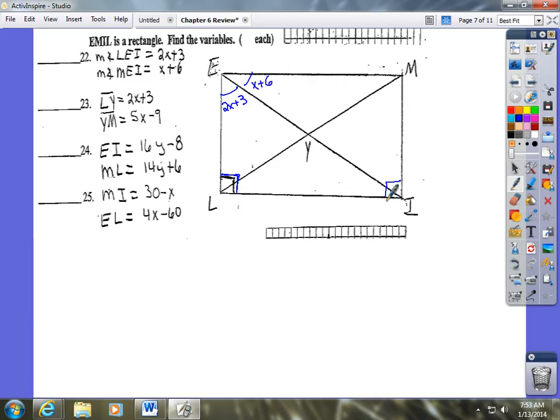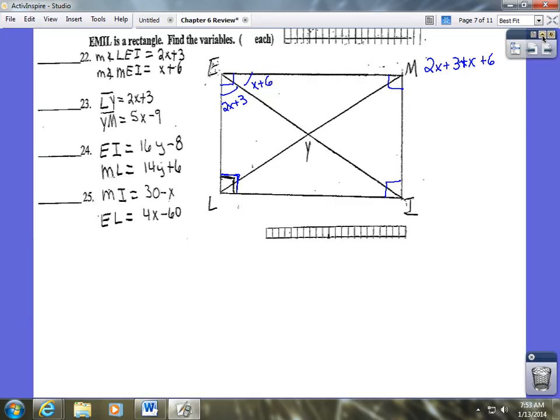So I know what they add up to. I know if I add them up together, I get 90 degrees. So I'm going to say 2x plus 3 plus x plus 6 equals 90. So I'm going to add up all my x's. 2x plus 1x is 3x. And then I'm going to add up all my numbers. 3 plus 6 is 9. So I have 3x plus 9 equals 90 degrees. And then I just simply solve it. Subtract 9.